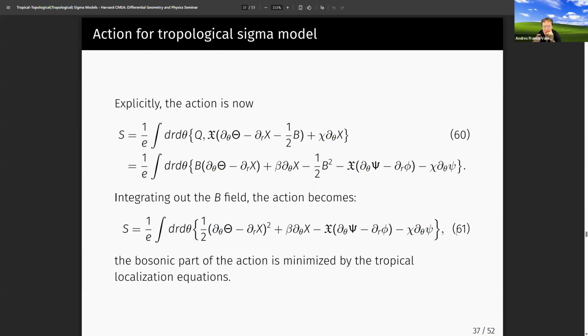But the key thing here is that now the bosonic part is actually minimized by precisely the tropical localization equations. You can check that explicitly by taking these limits, and you can actually see it over here, right? You can see that this was the original part that we had after we took the tropical limit, and the Cauchy-Riemann equation was deformed by this partial theta of x. All of these chi's and psi's are just ghost fields that make sure that we're ensuring the topological invariant.